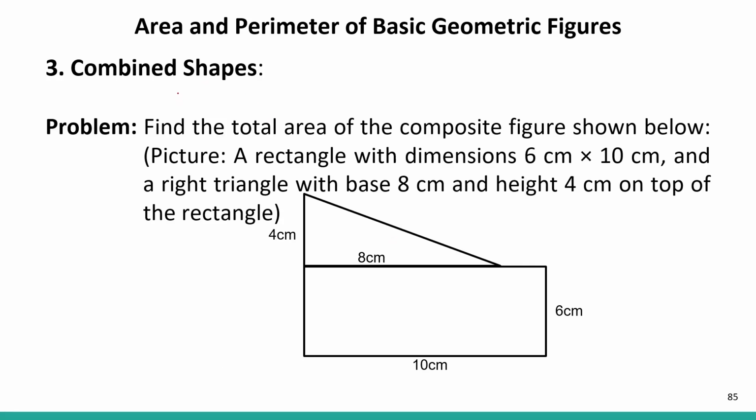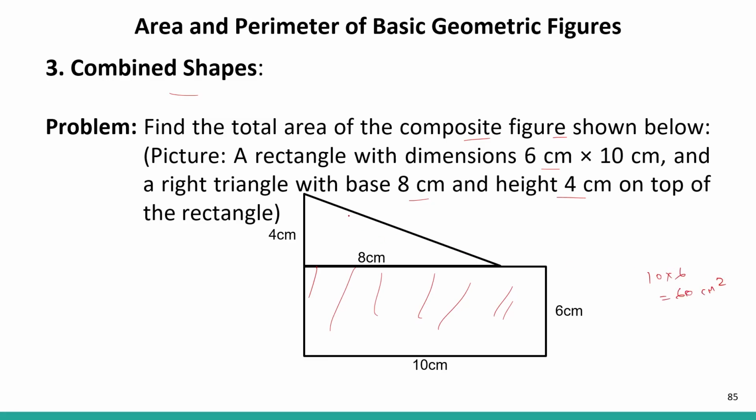So let's see the third kind of question, that is on combined shapes. Find the total area of the composite figure shown below. The picture is a rectangle with dimensions 6 by 10 centimeters and a right-angled triangle with base 8 centimeters and height 4 centimeters on top of the rectangle. So the total area will be what? First we need to evaluate the area of this part. It will be 10 times 6, that is equal to 60 centimeter square.